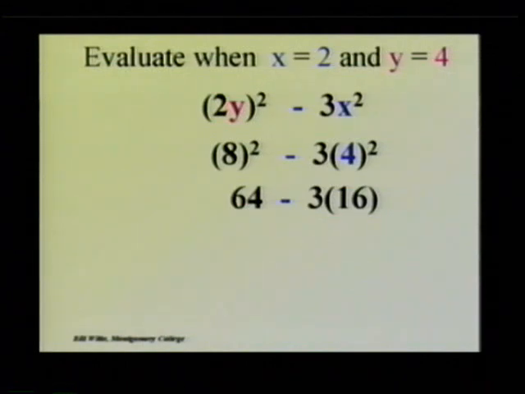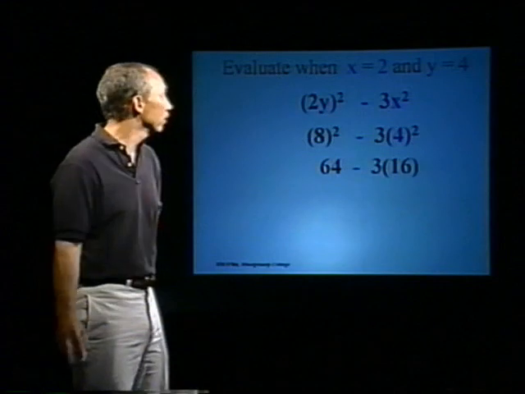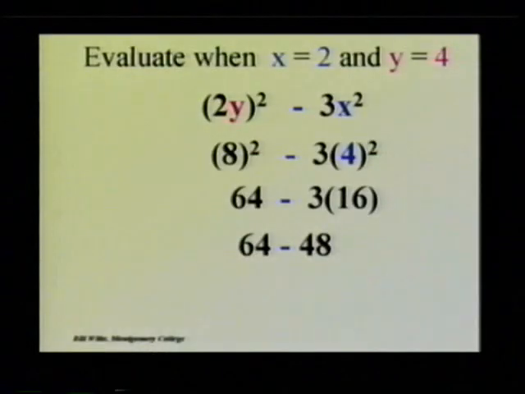Okay? Now it's time to do multiplication. Don't even think of doing subtraction now. You do your multiplications before you do your additions and subtractions. So we've got 3 times 16, which is going to be 48. And now, last thing to do in this problem is the subtraction.